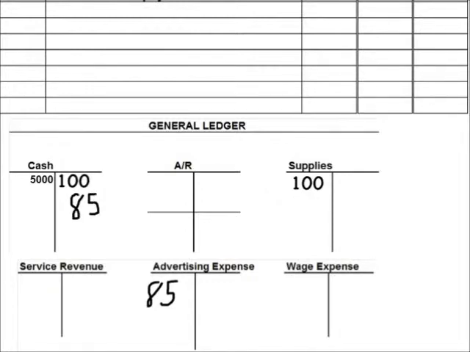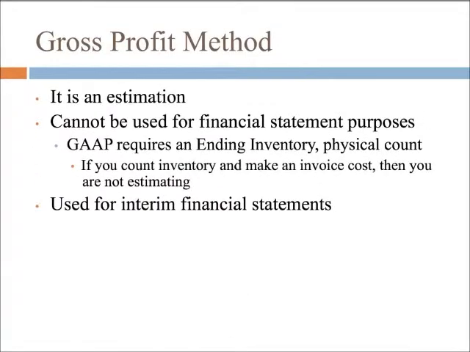$85. Our journal entry, number 4, would then be advertising expense, $85. And remember, our credits are indented. Cash. Gross profit method. The gross profit method is an estimation.